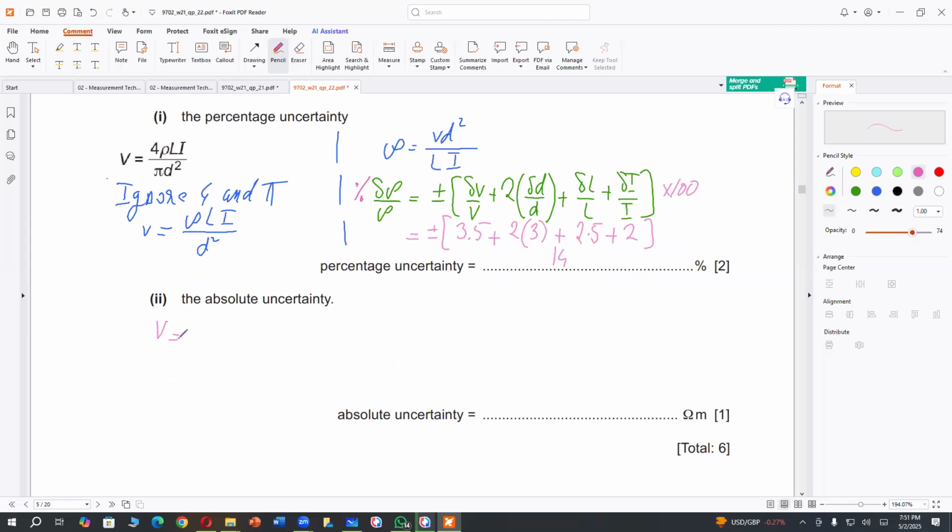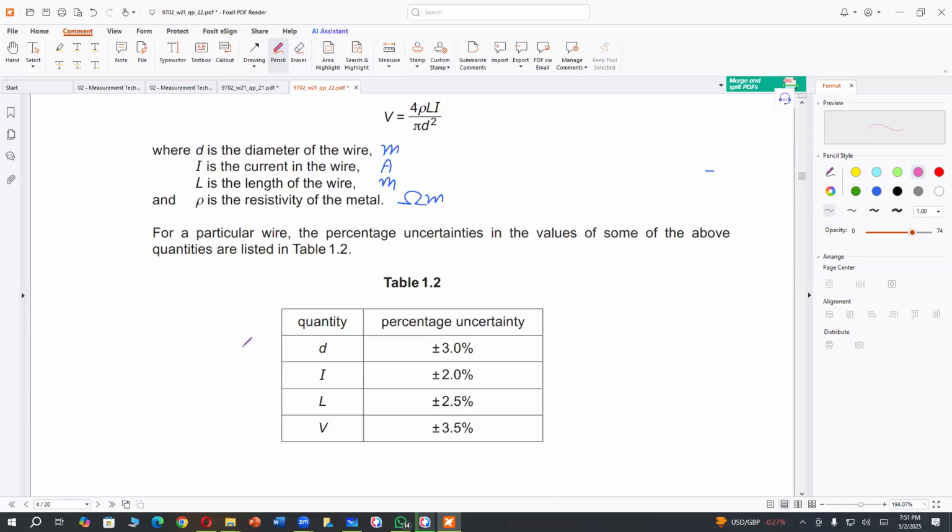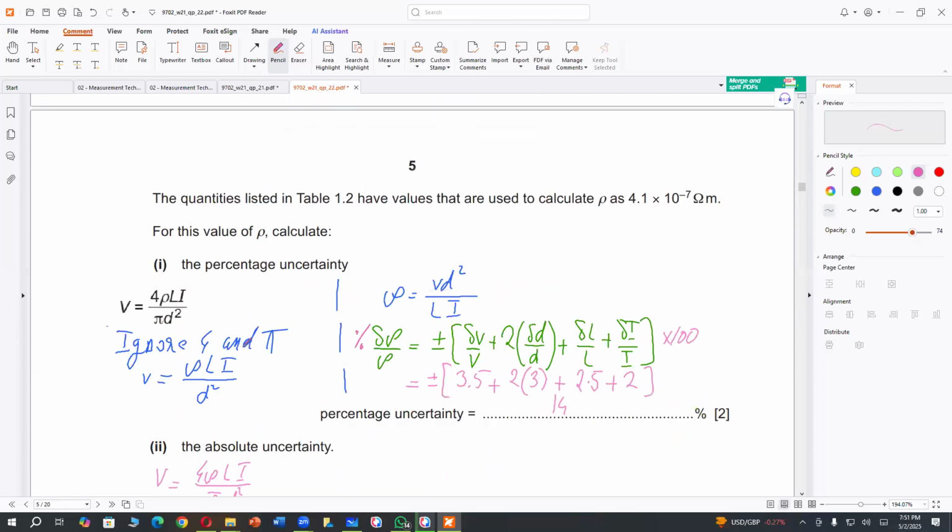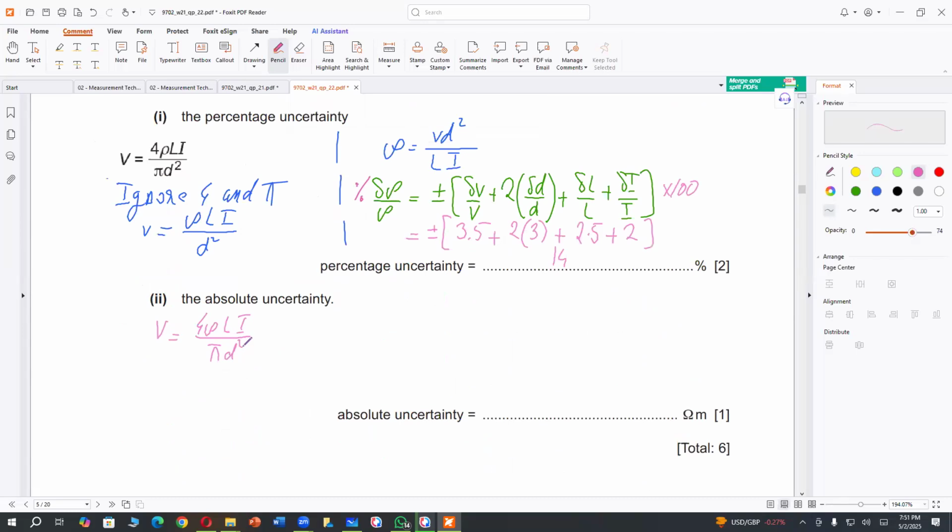So V is equal to 4 rho L I upon pi d square. How can I find the absolute uncertainty? Sir, the value of rho is given as 4.1 times 10 to the power minus 7. Good. So we can use that and the same logic: percentage uncertainty is equal to uncertainty upon true value into 100. So absolute uncertainty will be, if you take it to the other side, rho into percentage uncertainty in density upon 100.